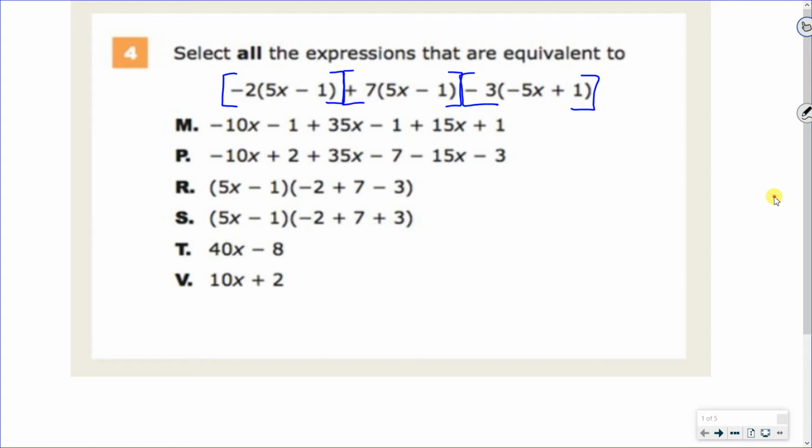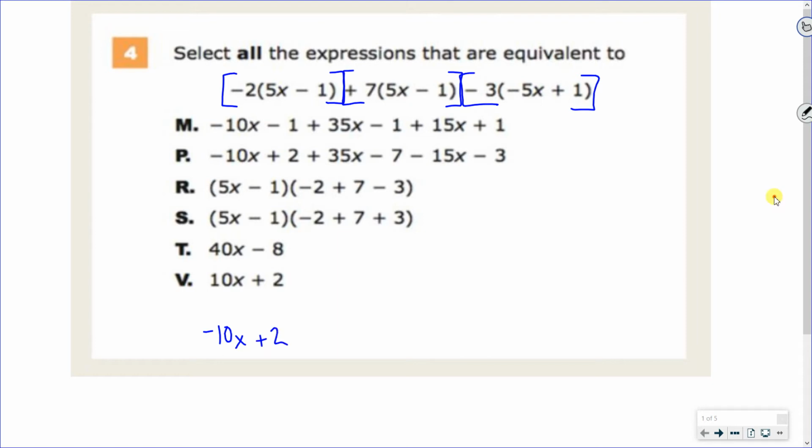Now, in case you don't remember, the distributive property basically says that if I take the number on the outside and multiply it by each number on the inside of a set of parentheses, I can get rid of the parentheses. So I've got a negative 2 times 5x. Negative 2 times 5 is going to give me a negative 10x. Minus 1, or a negative 2 times a negative 1, gives me a positive 2.